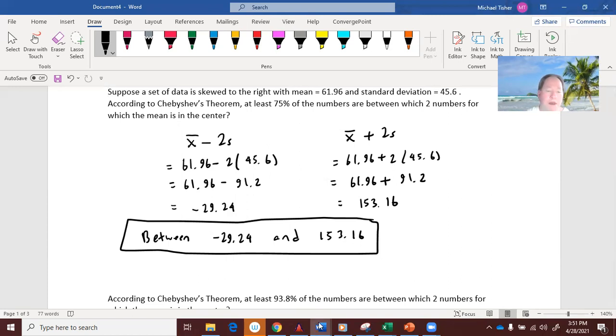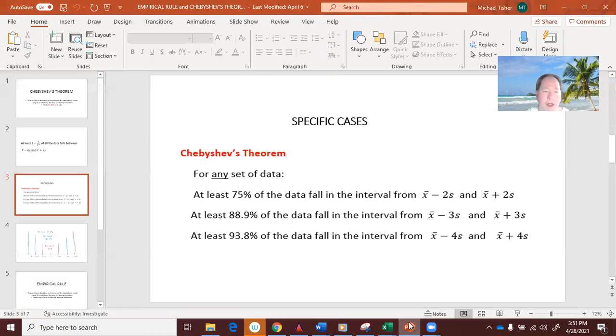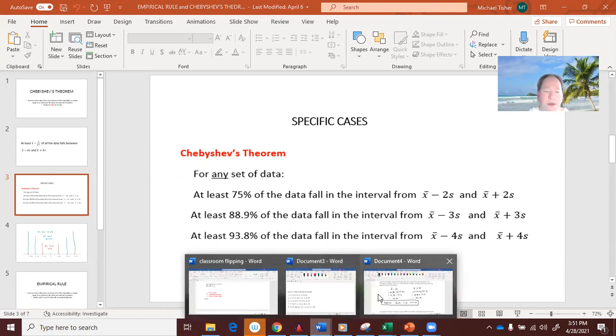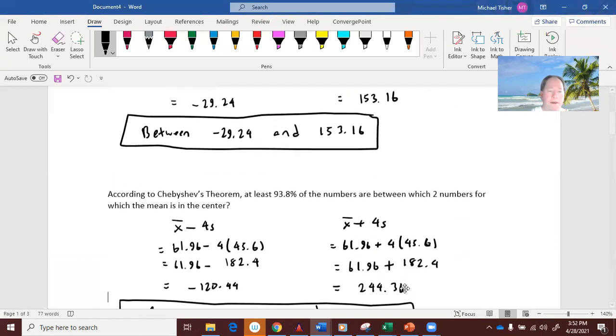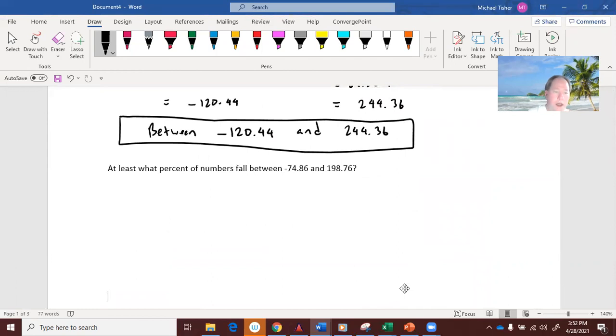So it might be the other percentage that we didn't look at yet, which was at least 88.9%. It might be another percentage as well because Chebyshev's theorem is not necessarily restricted to those specific cases, okay? So let's just suppose we believe that the answer is at least 88.9%. In that case, we would just try out x bar minus 3s and x bar plus 3s and see if that matches with what's given.